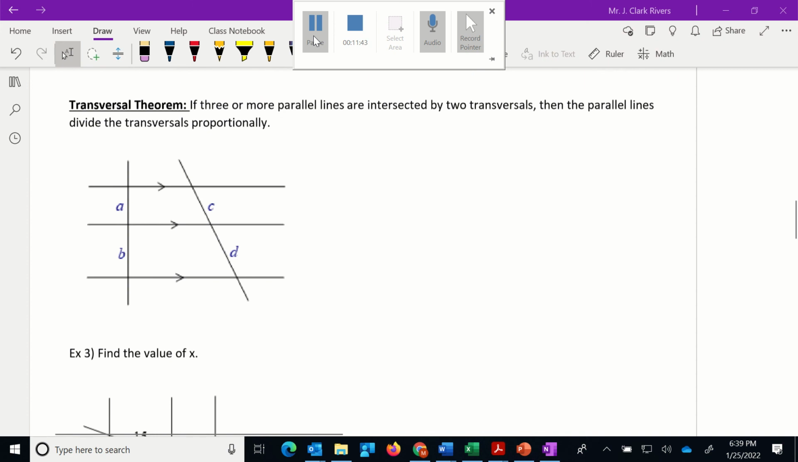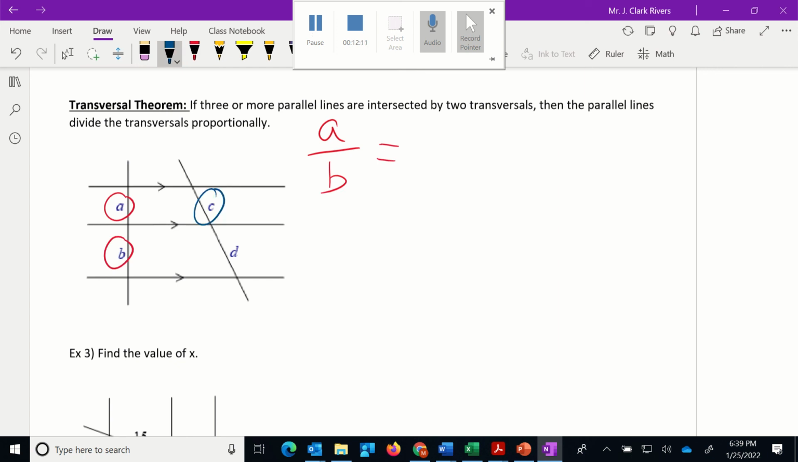All right, this transversal theorem is very similar to the side splitter theorem. If 3 or more parallel lines are intersected by 2 transversals, then the parallel lines divide the transversals proportionally. So, same idea. We can set up proportions here. Top over bottom, that'd be A over B is equal to top over bottom, C over D.